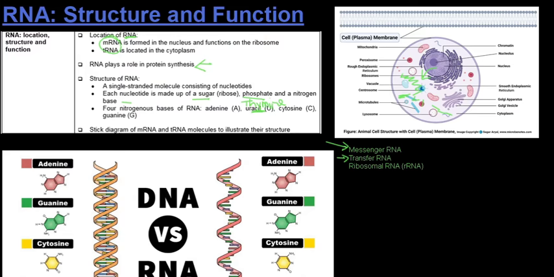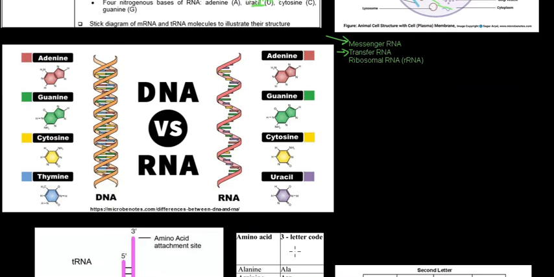And then a stick diagram of mRNA and tRNA to illustrate their structure. So let's quickly recap DNA again. DNA is a double-stranded molecule, a double helix structure, as you can see on the left, and the nitrogenous bases there are adenine, guanine, cytosine, and thymine. Adenine always bonds with thymine, always together, and then guanine with cytosine, for a good couple.